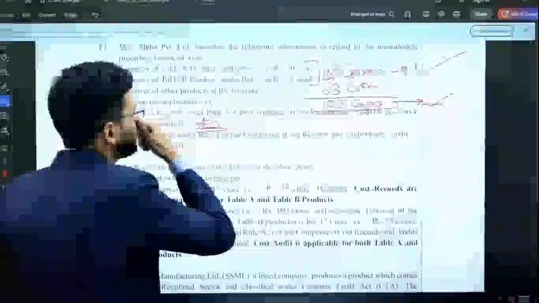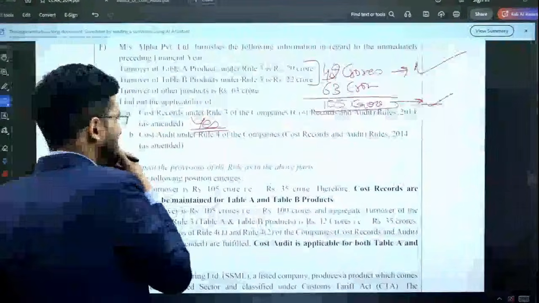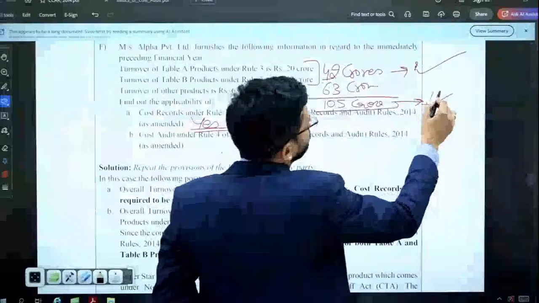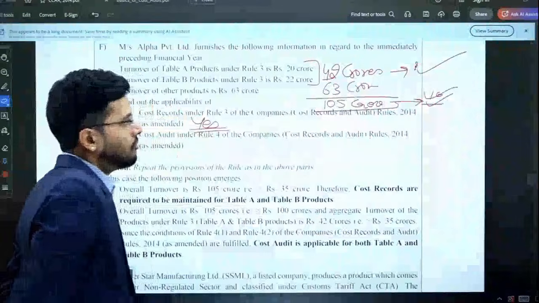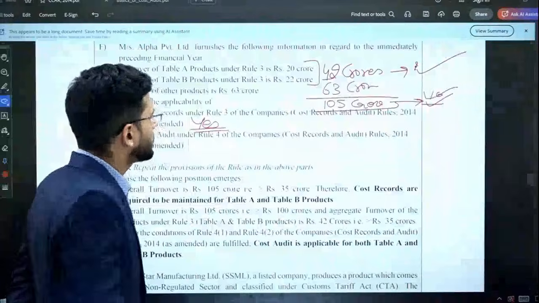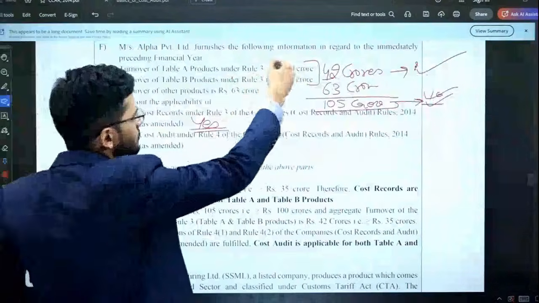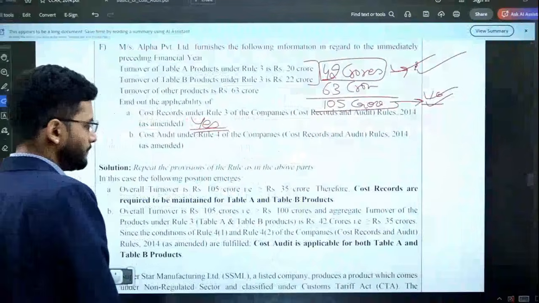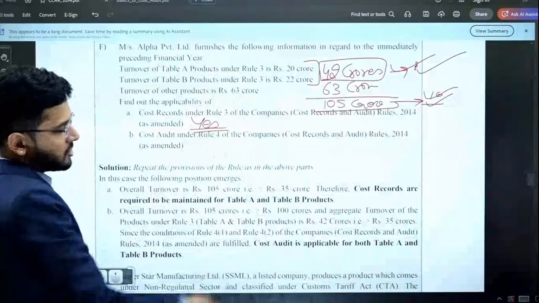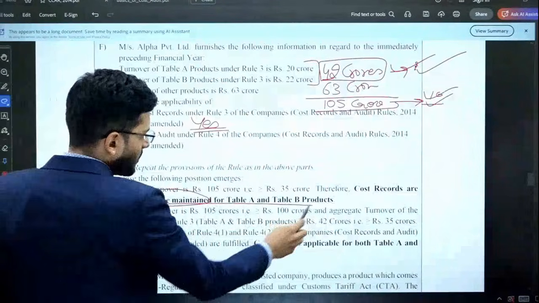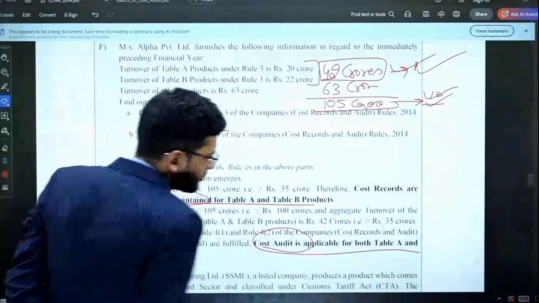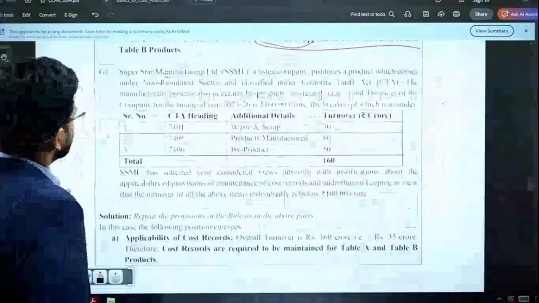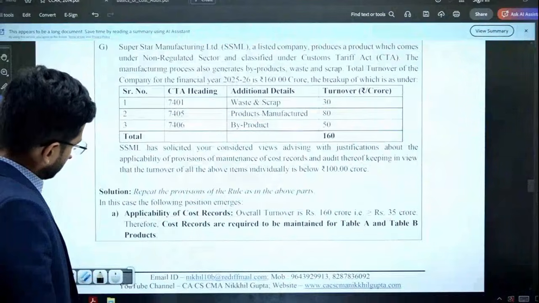Then we come on to table B products. For table B products, overall turnover of the company should be 100 crore or more. Yes, the threshold is met. Then the turnover of the individual product should be 35 crores or more. Yes, the second condition is also met. So cost records are required to be maintained for both the products, and cost audit is also applicable for both the products, table A and table B.